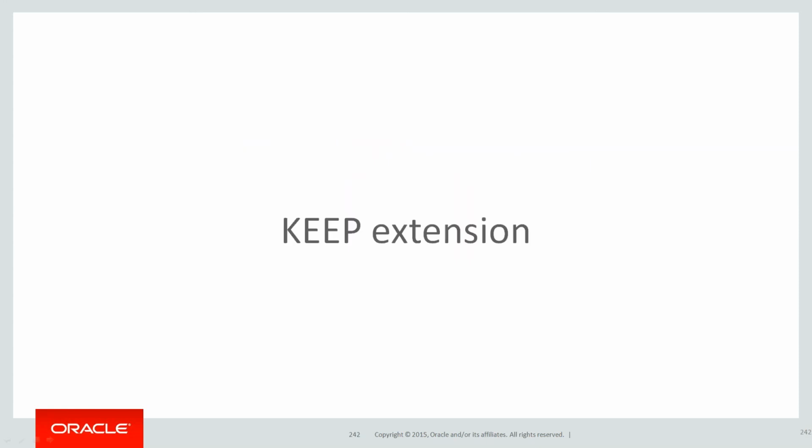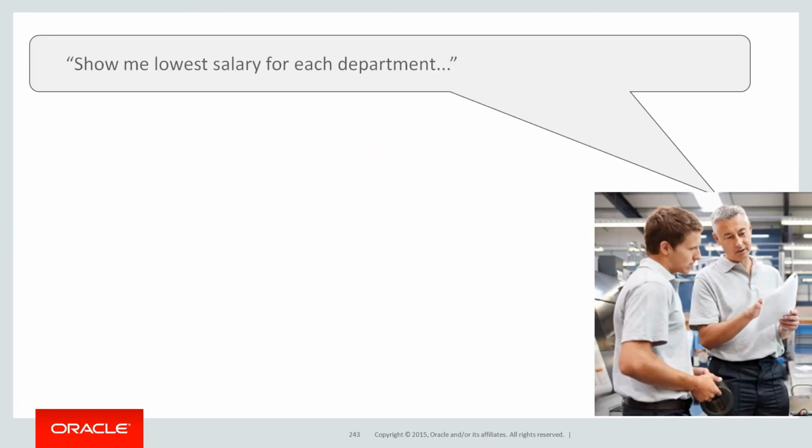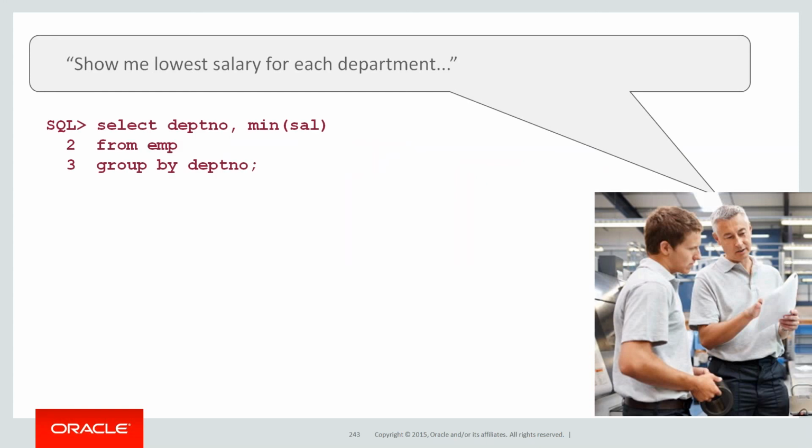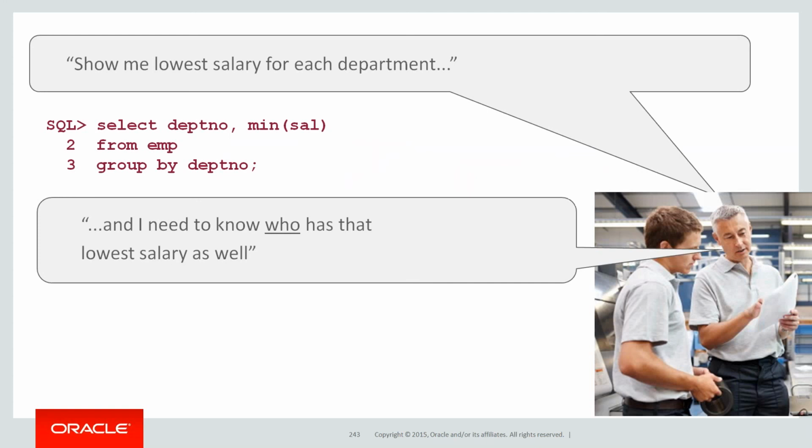Yes, there's a thing called the keep extension. I know I've said every analytic has the keyword over, but we've extended this and it's probably best described with an example. Let's look at the lowest salary for each department. That's a standard group by, no analytics there. I want the minimum salary group by department number. And of course what will happen is your boss will say, oh, I need to know who has that salary as well.